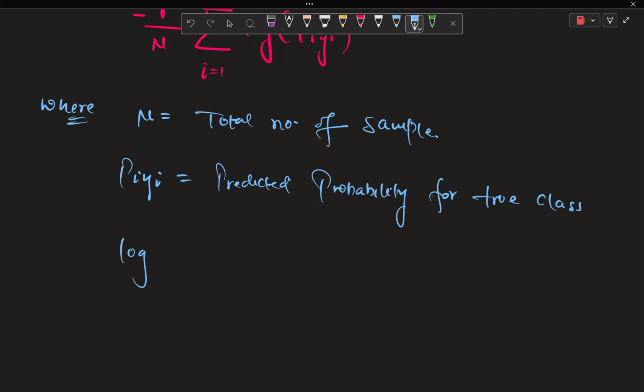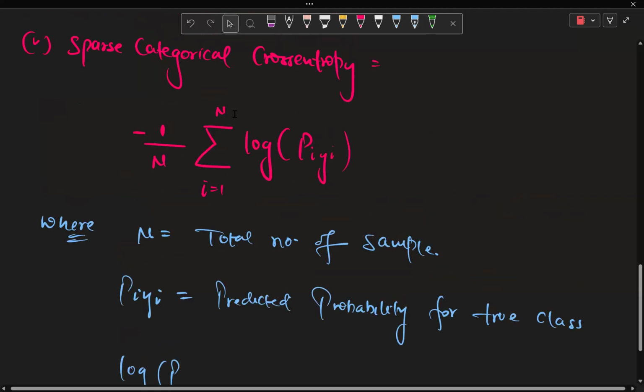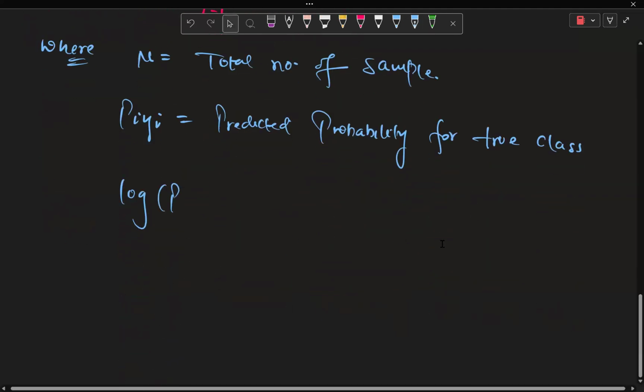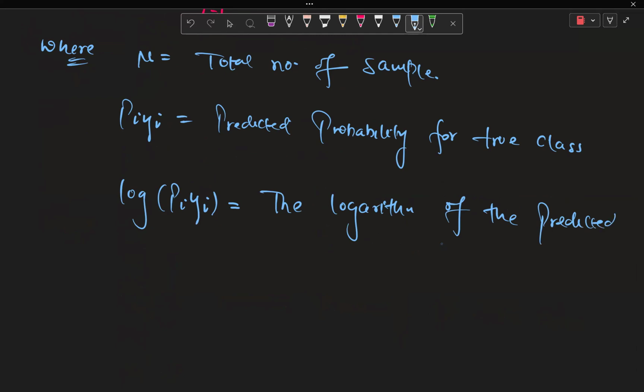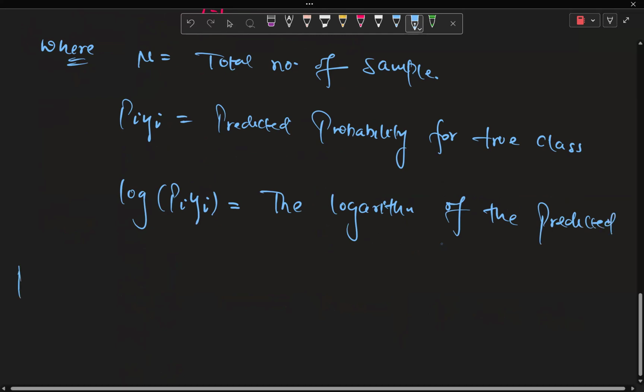And then log. If you just compute in a single go, log pi yi, then you will be taking the logarithm of the predicted probability for the true class. True class means when your actual and predicted are just matching, correct?